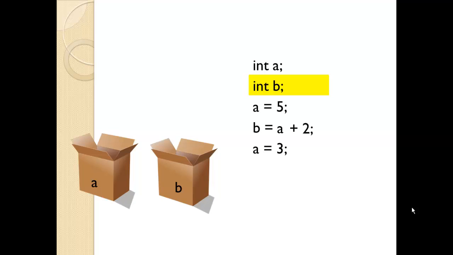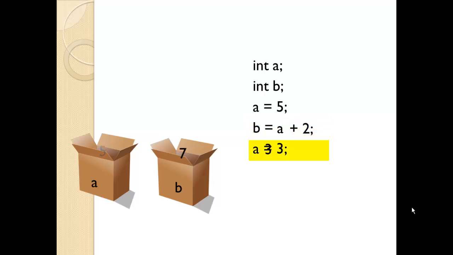The third line says set a equal to 5. That says essentially put that number 5 into the box called a. The fourth line is a little bit more complicated. It's setting the value of b. It's going to put a number into b, but it's got to do a calculation to figure out what number that should be. So a plus 2, it's got to get the value from a, do the math, 5 plus 2 is 7, and then put that 7 into the b box.